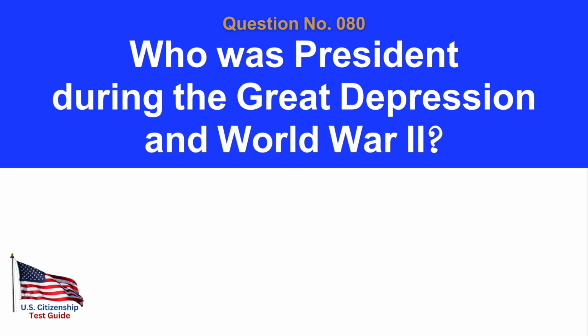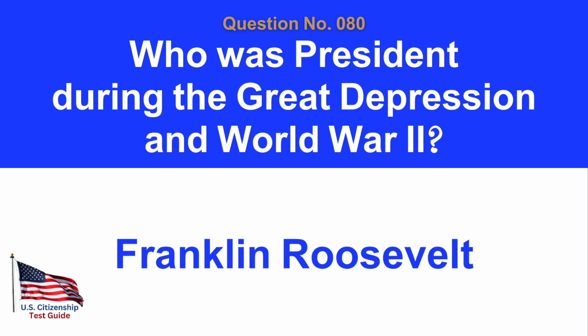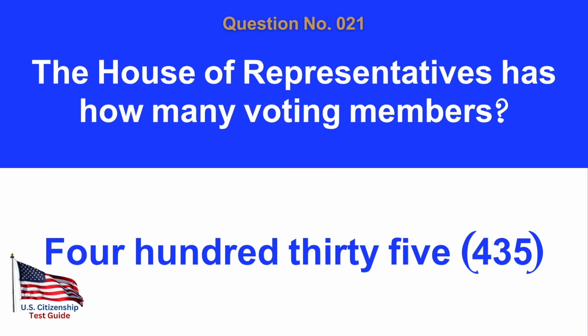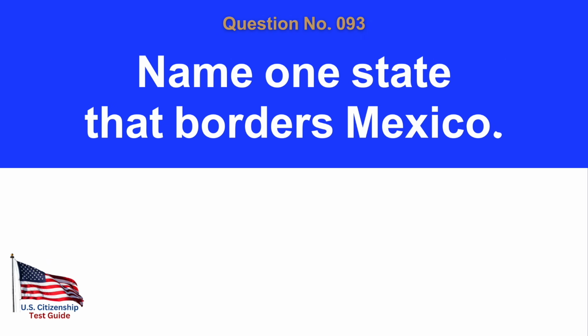Who was president during the Great Depression and World War II? Franklin Roosevelt. The House of Representatives has how many voting members? (435). Name one state that borders Mexico.